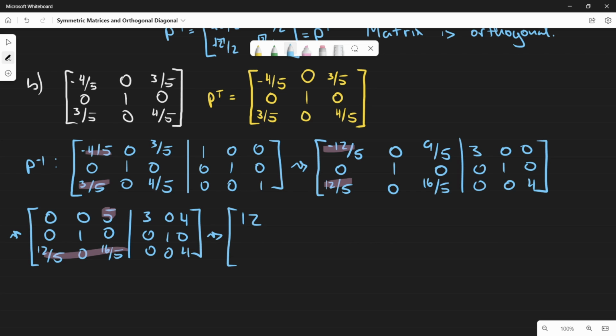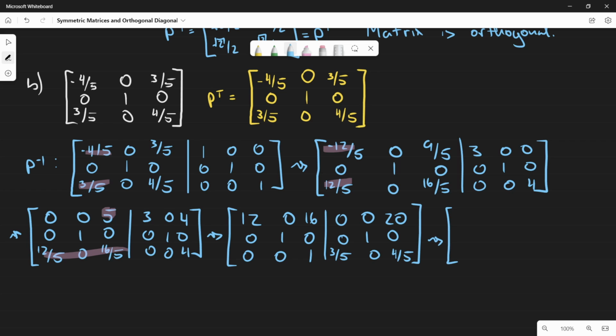So this would be 12, 0, 16. This remains unchanged. And then 0, 0. And we can pretty much divide it by 5 already. So this will become a 1. And now this would be 0, 0, because we multiply by 5. This would be 20. Still remains unchanged. And then this will be, we divided by 5, so this would be 3 fifths, 0, and 4 fifths.